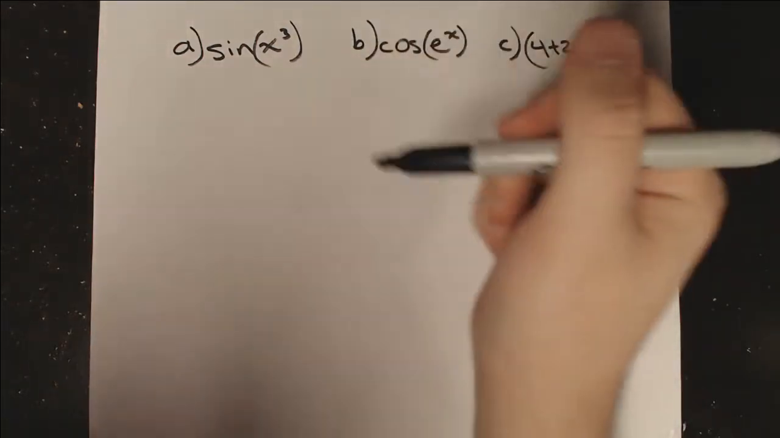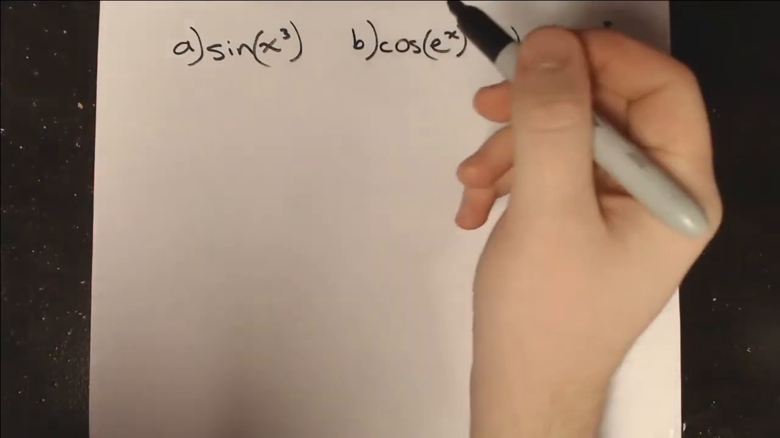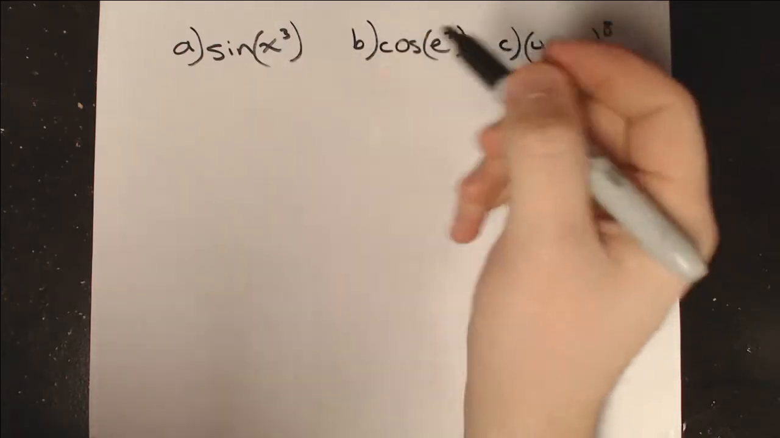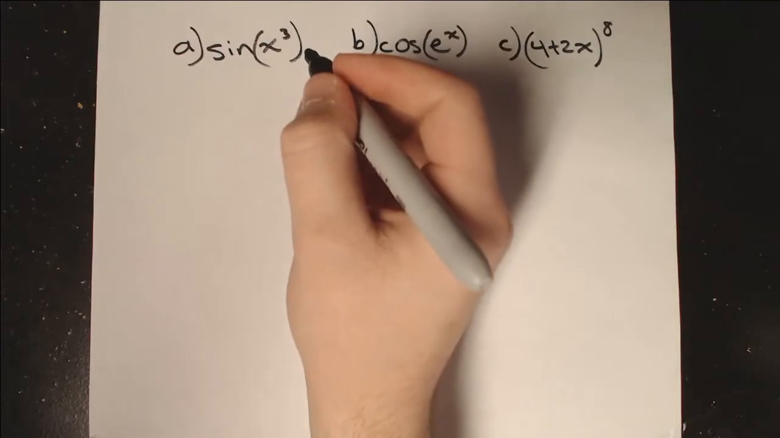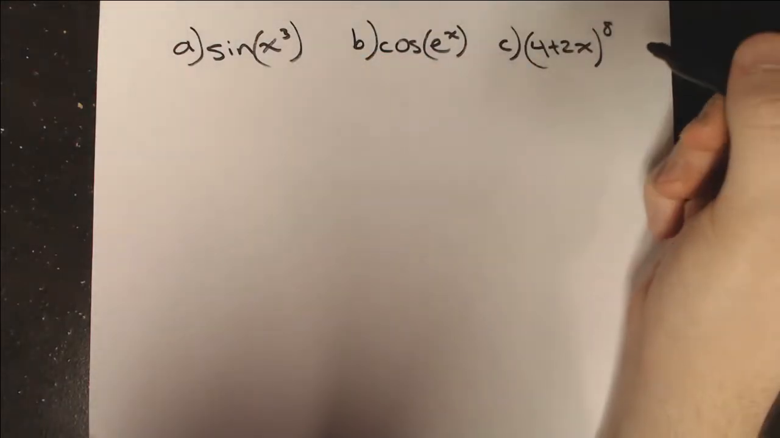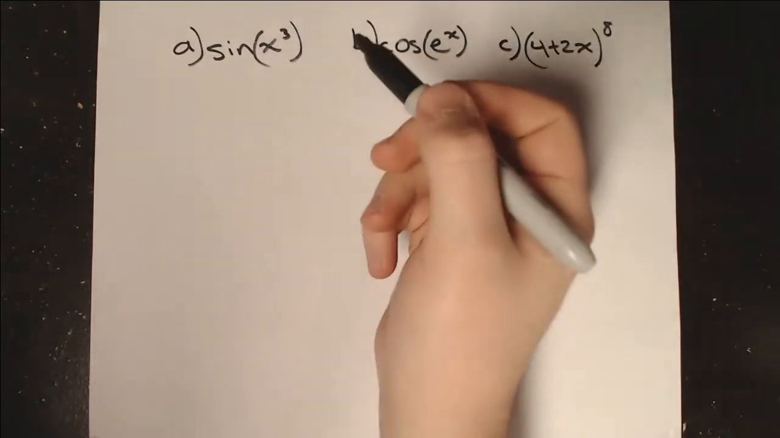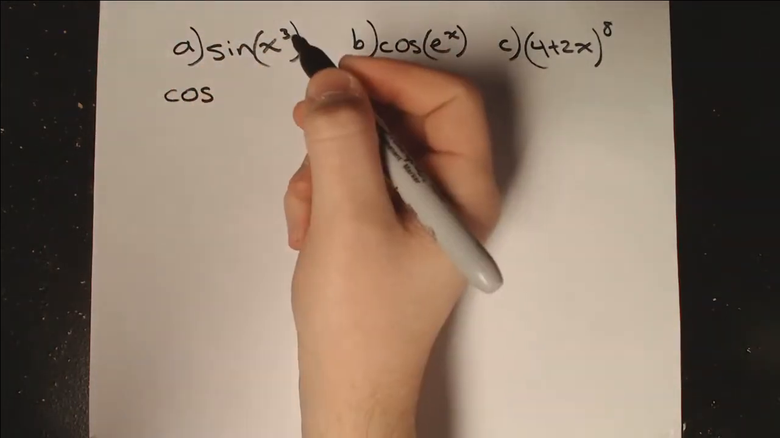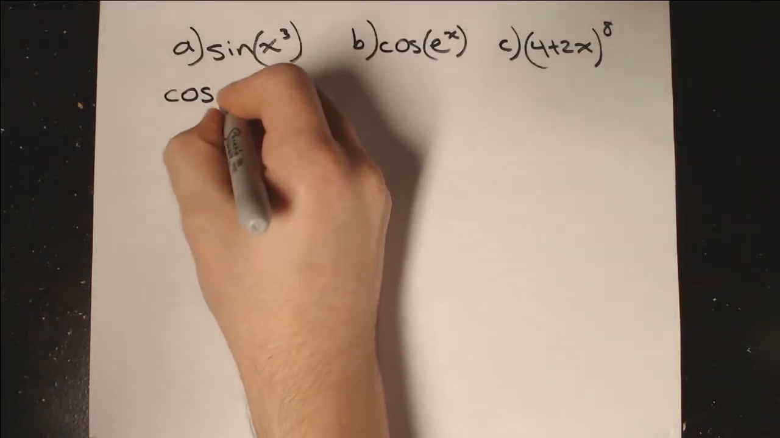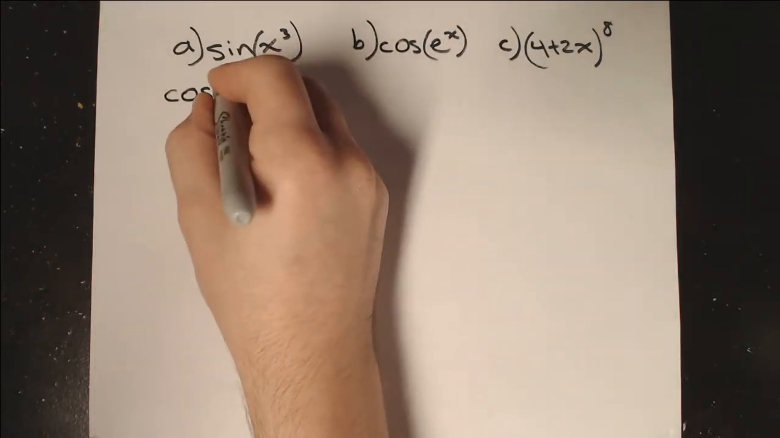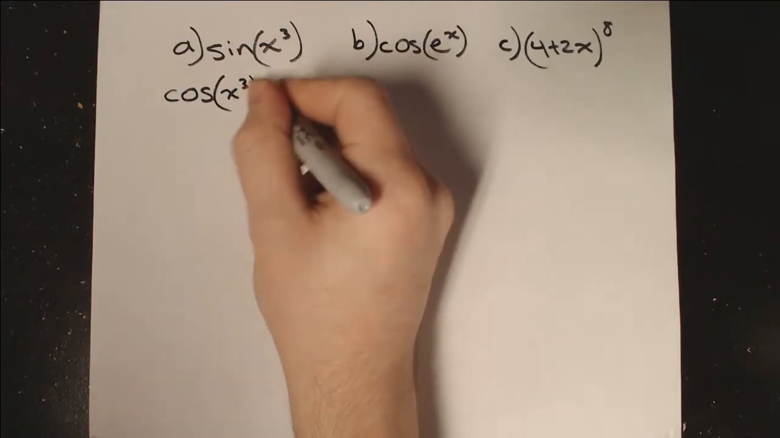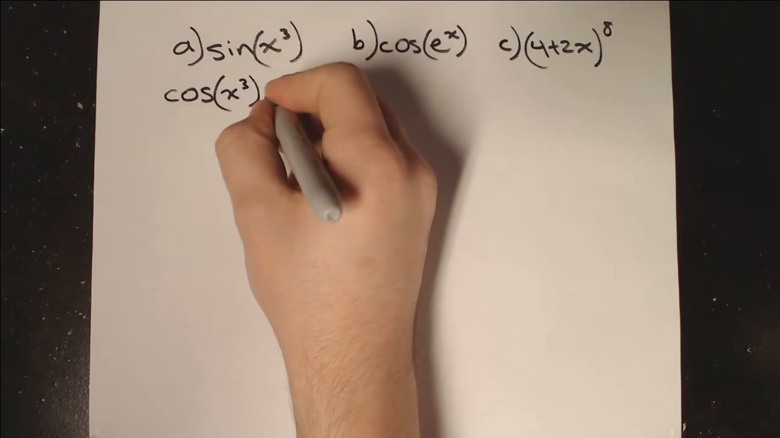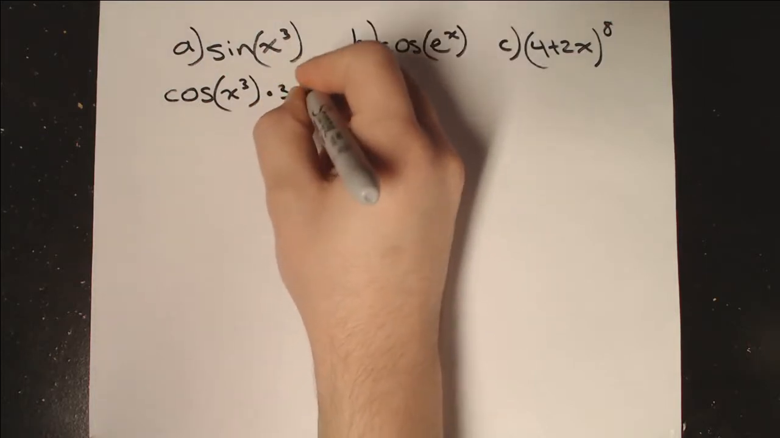In this first one, A says the sine of x cubed. Now in this case, the sine is your outer function and x cubed is your inner function. So what you want to do when you take the derivative using the chain rule is take the derivative of the outer function first, so the derivative of sine is cosine, and we'll leave what's in the parentheses alone. So it becomes cosine of x cubed, and then we take the derivative of the inner function and multiply it. So we have x cubed, derivative of x cubed is 3x squared.